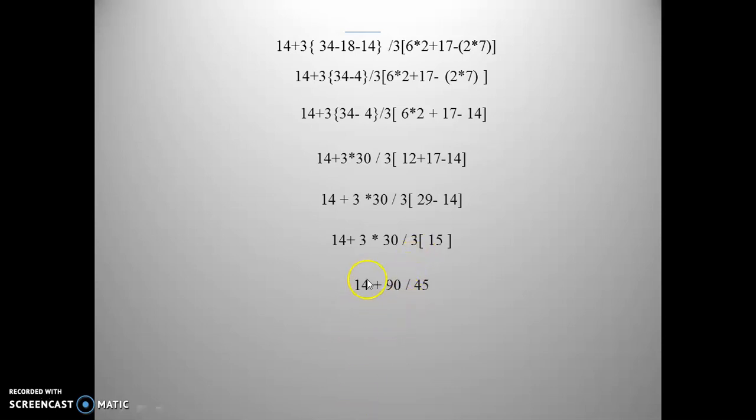Now there are 2 signs, addition and division. Which sign first do we have to solve? We have to solve this division. 90 divided by 45 is 2. So the last step will be 14 plus 2, that is 16. So our answer is 16.